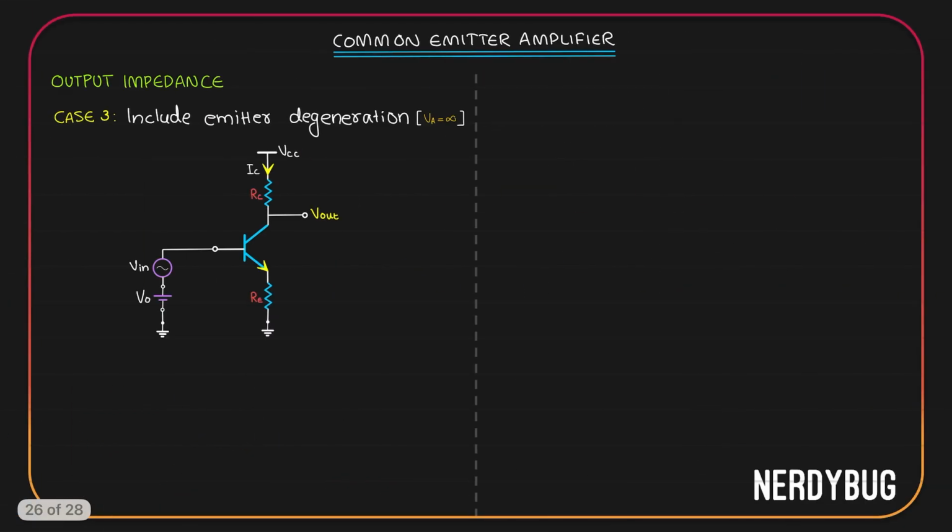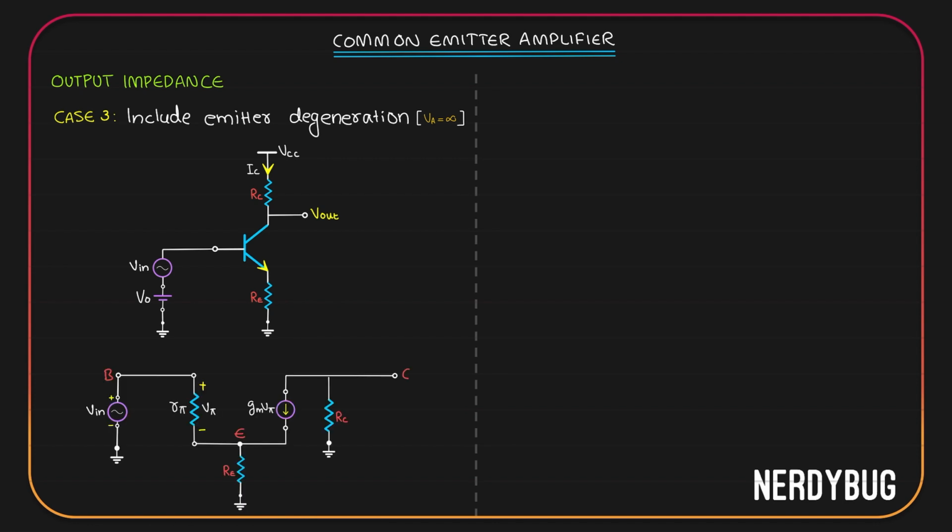Let us see the third case. Here we have to include emitter degeneration and early voltage is infinite, which means we can ignore the early effect. I have added RE at the emitter. The small signal model will look like this. First thing I have to do is remove V input. Then the base will get shorted. Now I have to add Vx at the output and find out its relationship with Ix.